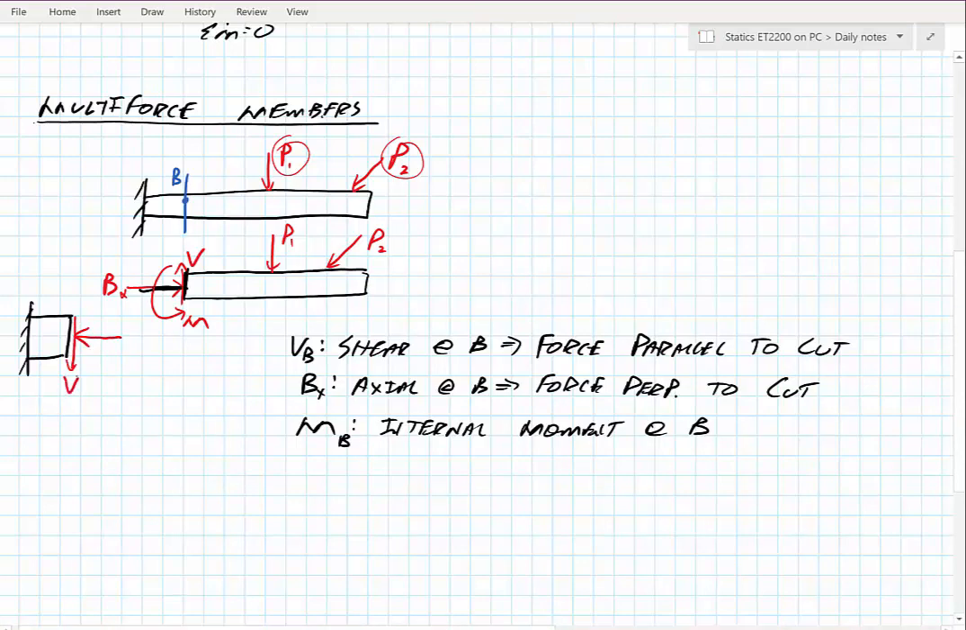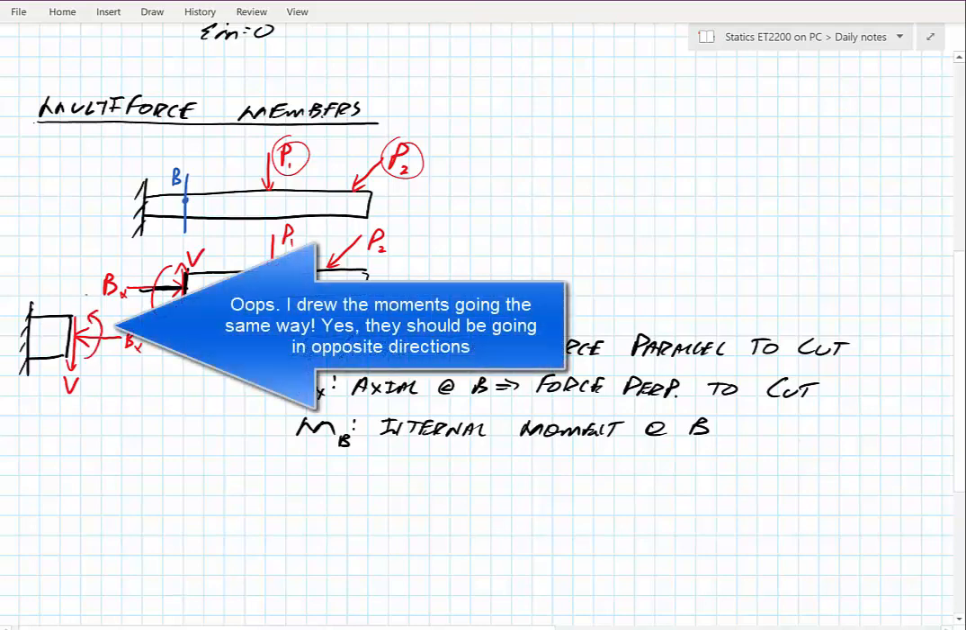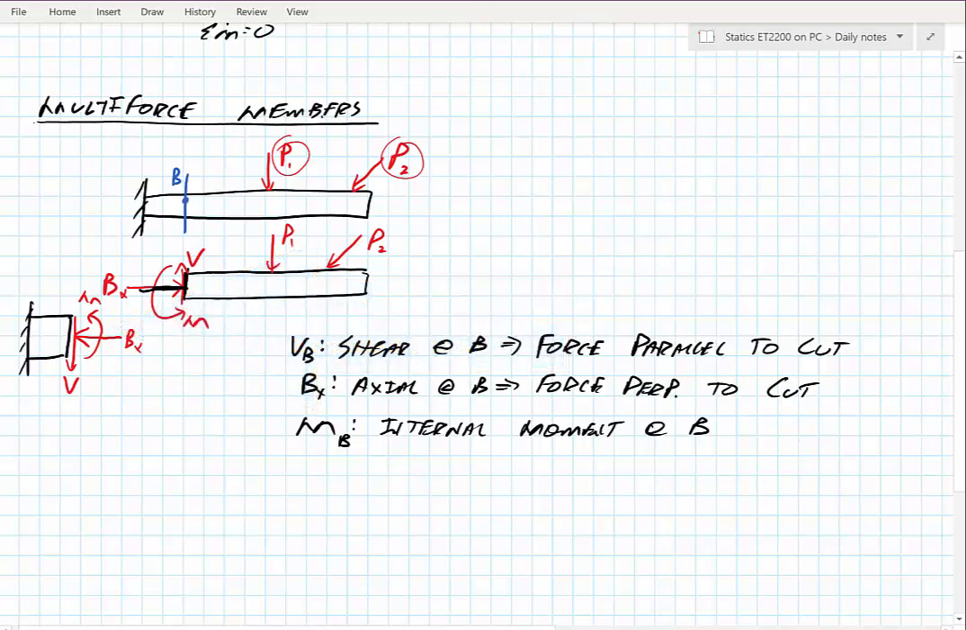So I'd have some kind of V and a BX. My moment would be going the other way. You might be saying, well, it doesn't look like I'm solving for anything. The way I would solve for that is I would start from the very beginning and find my reactions at the end. So if we call this point A, there might be some kind of AY and an AX and a moment at A, right?